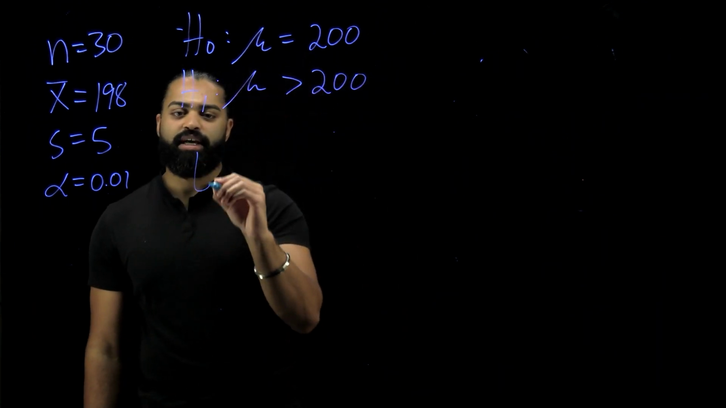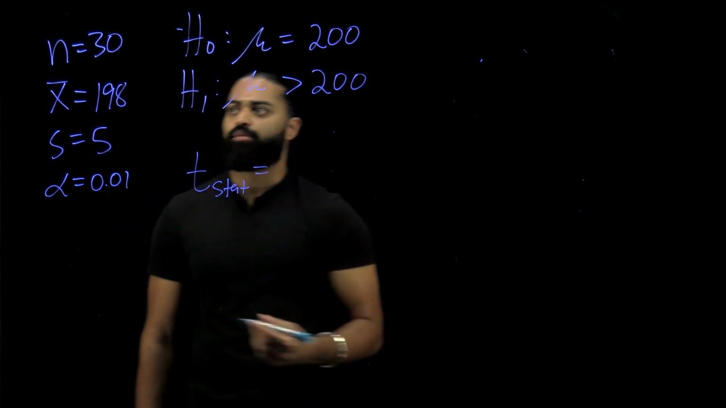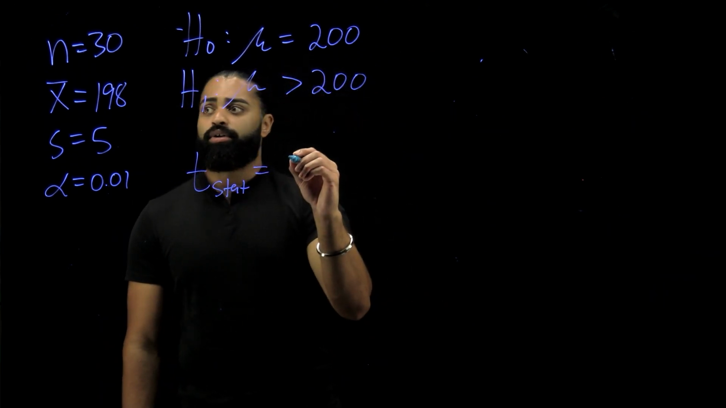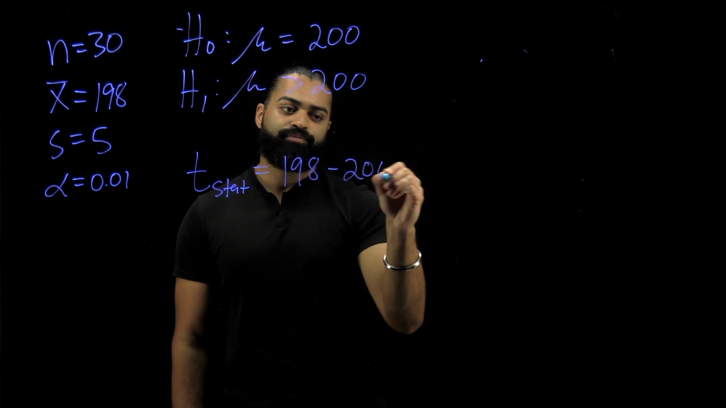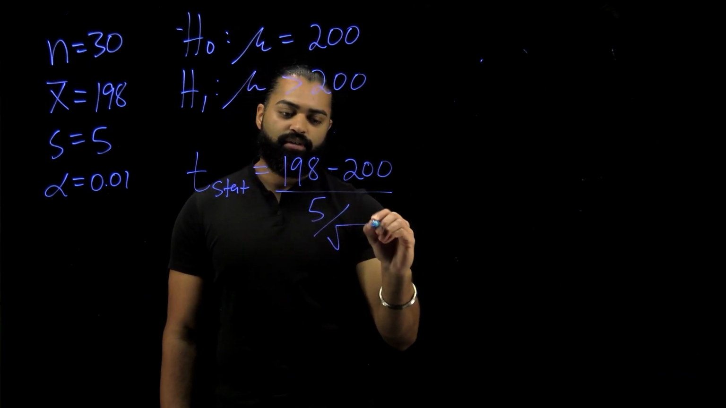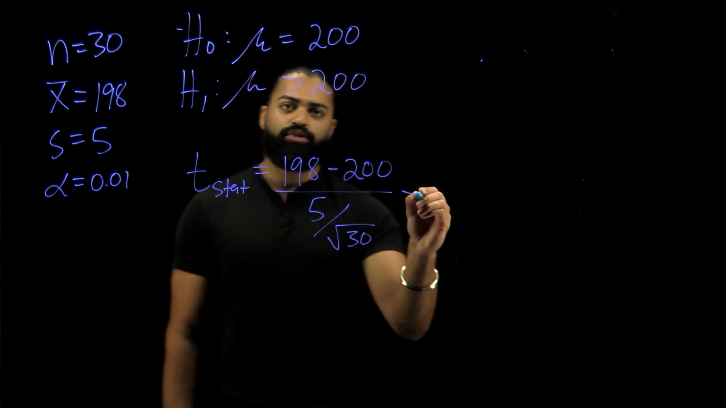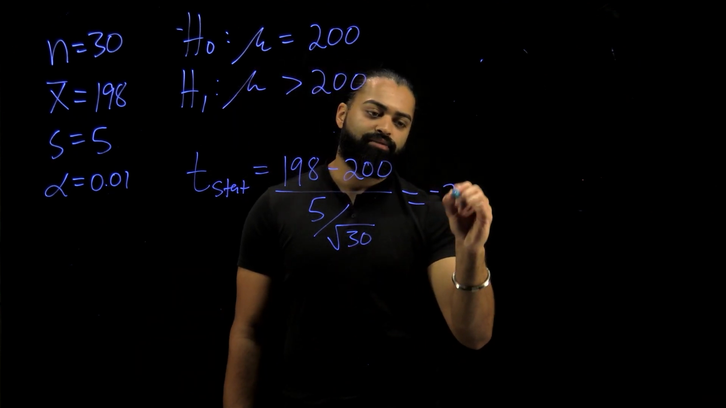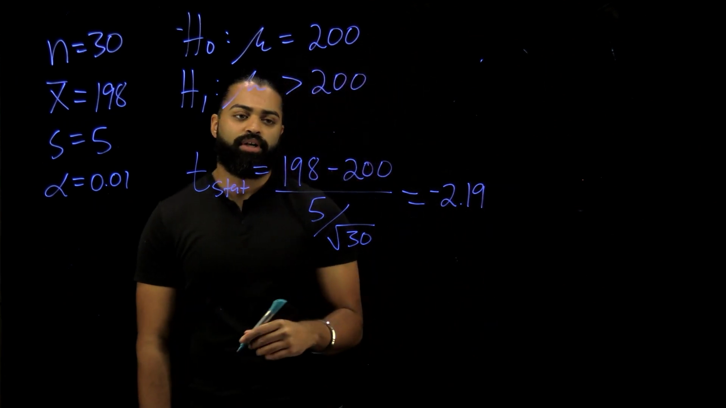You're going to find your t-stat. So you should know the formula that I'm referencing now. So it's going to be x bar 198 minus 200. We divide that by our standard deviation, which is 5, and then the square root of 30. If I do all this math, I should get negative 2.19. So negative 2.19 is what you should be getting.